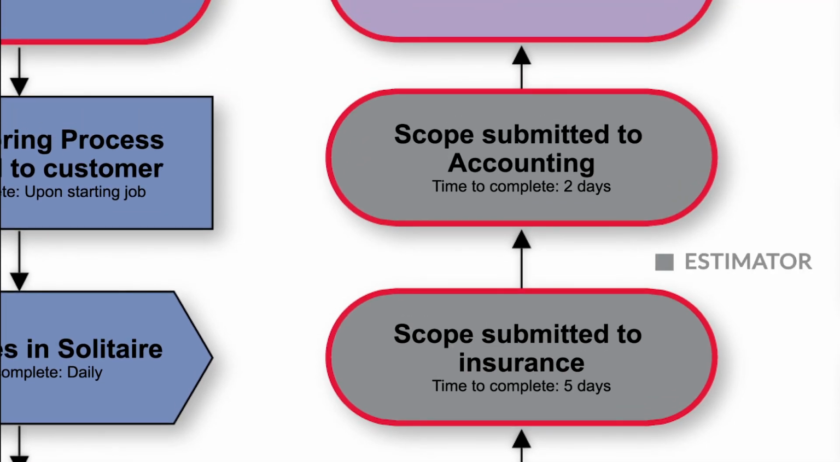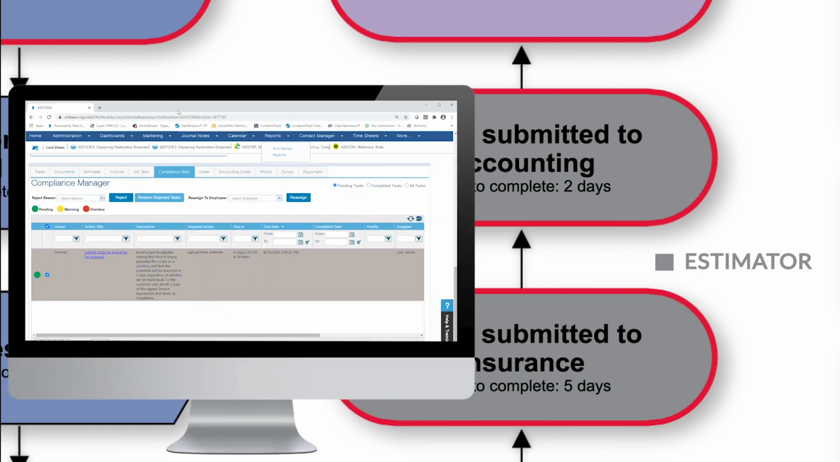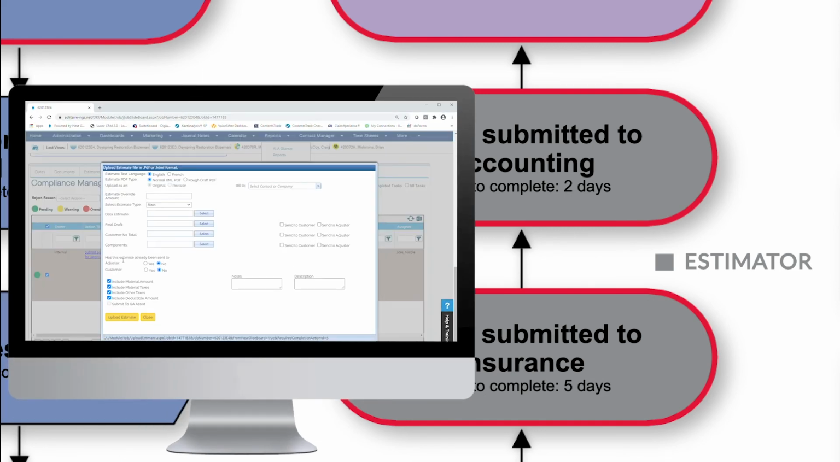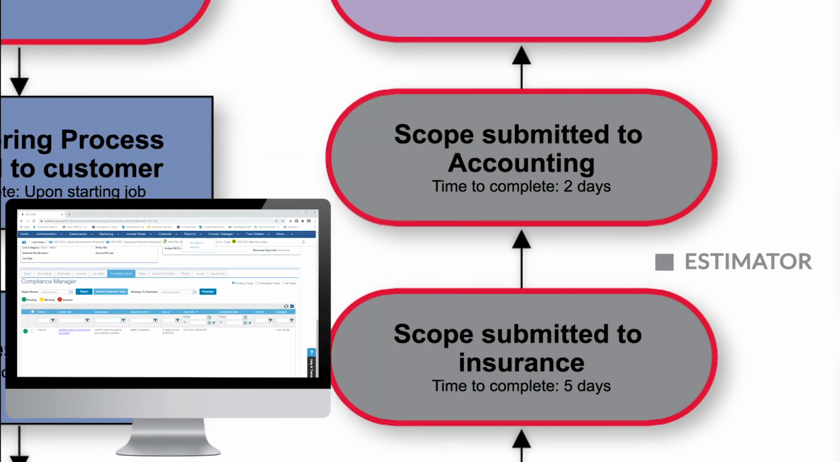Next, the estimator will need to complete the compliance task of submitting the scope to insurance for approval. The scope should be emailed to the adjuster, stating that they are being provided with the scope as a courtesy and that the customer will be invoiced in 2 days, regardless of whether we've heard back. The customer should also be CC'd on the email to the adjuster. Include a copy of the signed service agreement and terms and conditions. This task is completed by uploading a copy of the scope into Solitaire.